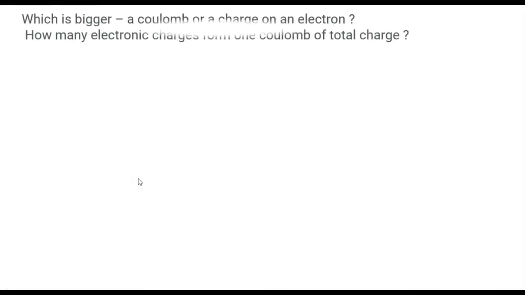So now let's start with some of the questions that have been asked previously in the CBSE boards. Let us go for the first question.